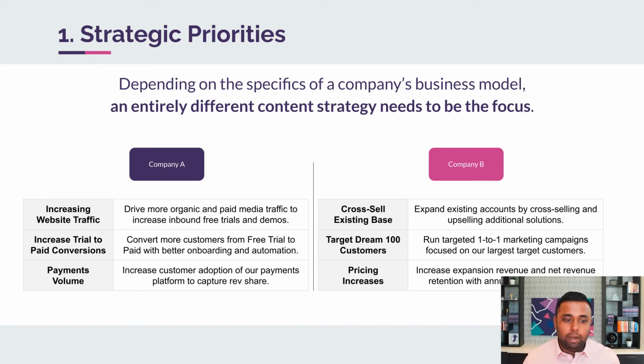We can easily see that the content roadmap for company A would look very different than the content roadmap for company B. It could be that they're different business models. It could be that they're at a different stage in their journey. It could just be that the opportunities against each of these items are quite different. And so depending on what these items are for each business, we're going to need different people on the content team. For example, if we're targeting Dream 100 customers, we likely need marketers that are well-versed in ABM, versus if we're trying to increase website traffic, we likely need marketers who are more focused on SEO or paid search, as an example.